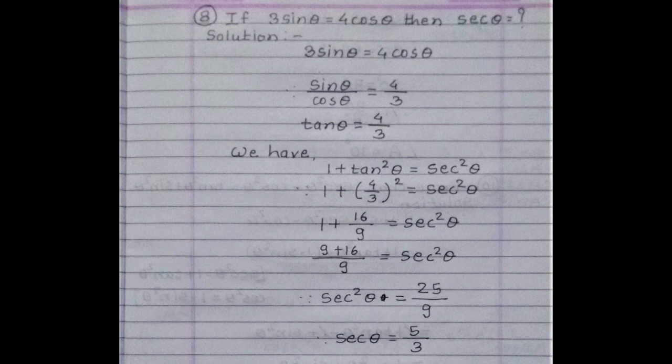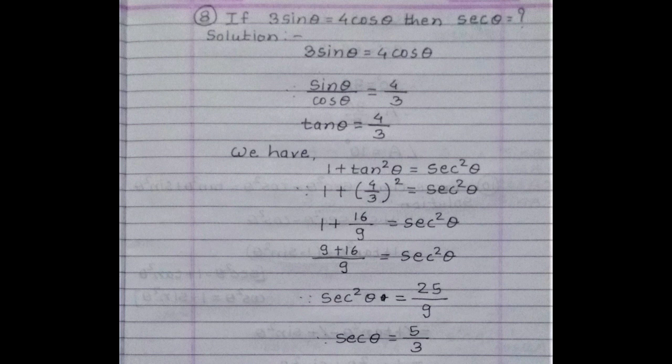Question number 8. If 3 sin theta is equal to 4 cos theta, then find the value of sec theta. Solution: 3 sin theta is equal to 4 cos theta. So what we write? Sin theta upon cos theta is equal to 4 upon 3. Now here, sin theta upon cos theta we know is tan theta. So we find the value of tan theta, that is 4 upon 3.